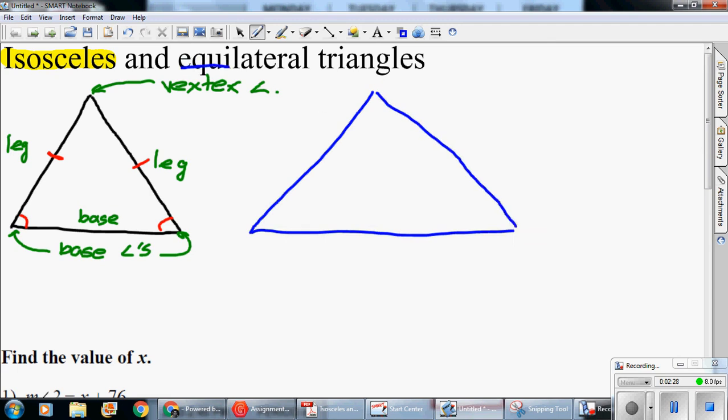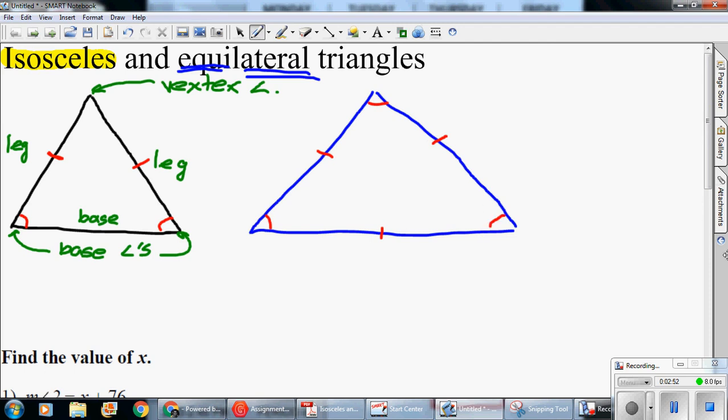Equi means equal, and lateral means side. So in an equilateral triangle, all the sides are equal. They're all congruent. So this side is congruent to this side, and it's congruent to this side. The angles opposite are also congruent. So if the 3 sides are congruent, the 3 angles have to be congruent.